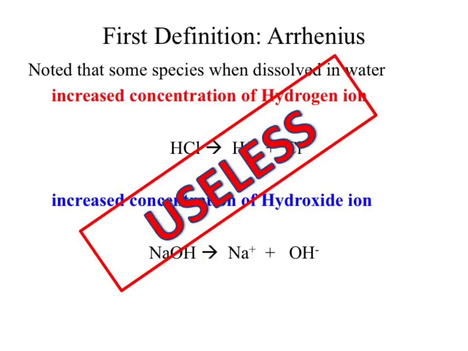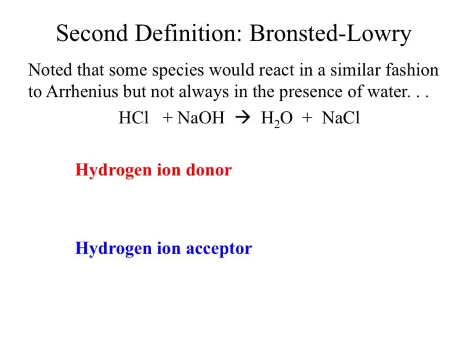So again, I think these definitions are pretty useless because it only focuses on the concentration of H+ and hydroxide. And if we expand and look at other compounds, we need to see that there's other ways we can have species act as bases and acids. So the second definition, which I feel is much more appropriate, though still also a little bit narrow, comes from Bronsted and Lowry. So what they noticed is they got similar reactions, but under different circumstances.